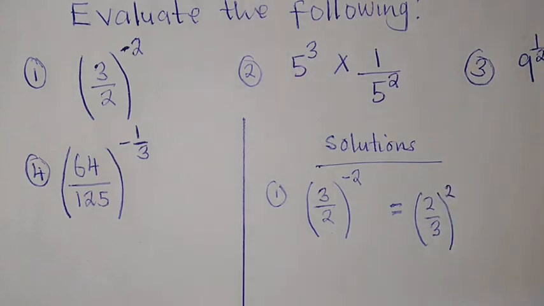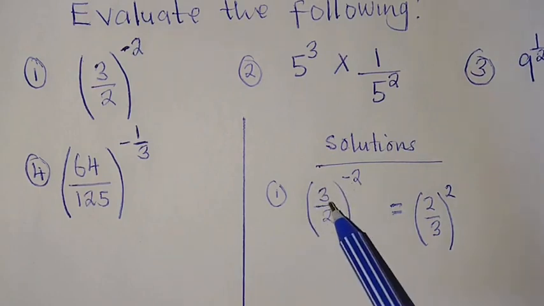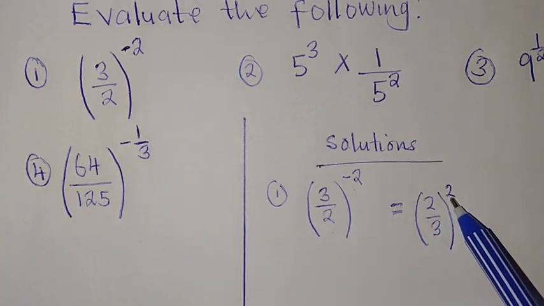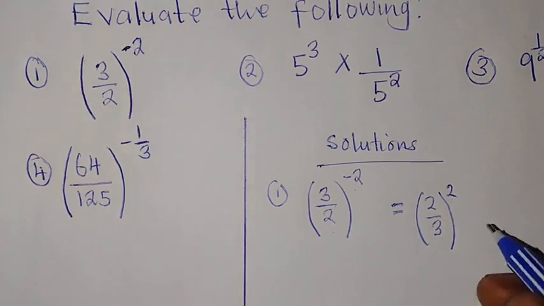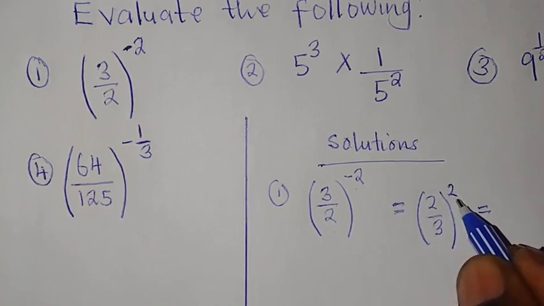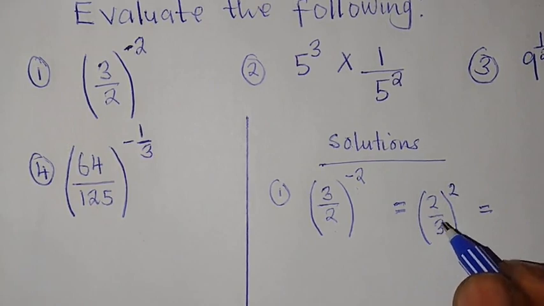Then this power is going to be positive. Since we had the negative power, we have just found the reciprocal of the base 3 over 2, which is 2 over 3. Then this one will have a positive power. So from here, now we have 2 over 3 in brackets to the power 2. This means the same base, 2 over 3, has been multiplied by itself twice.